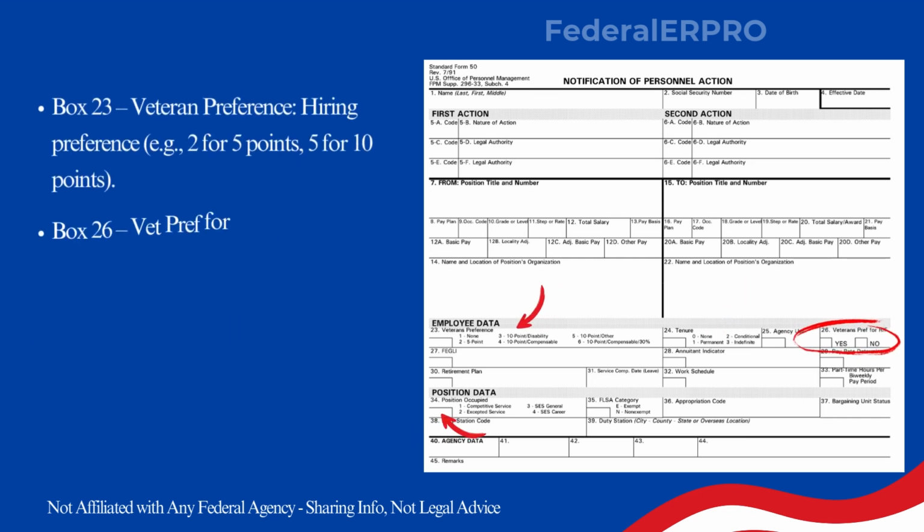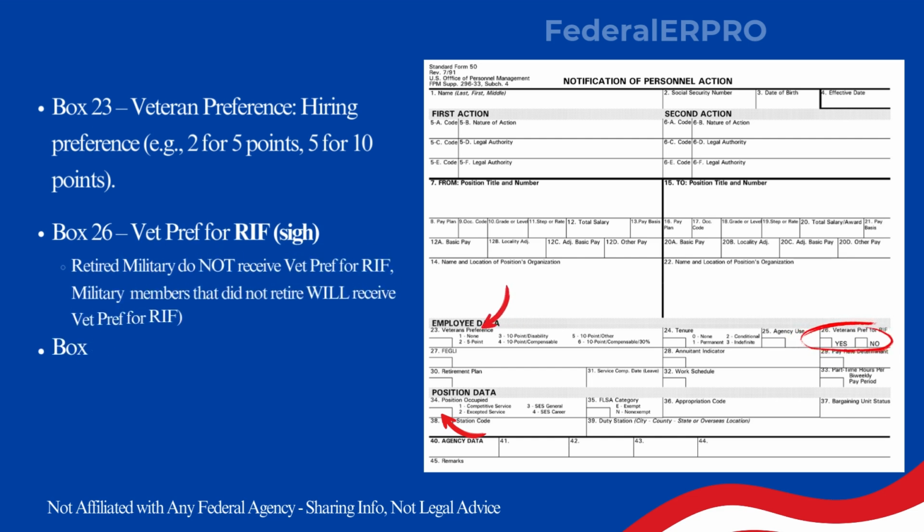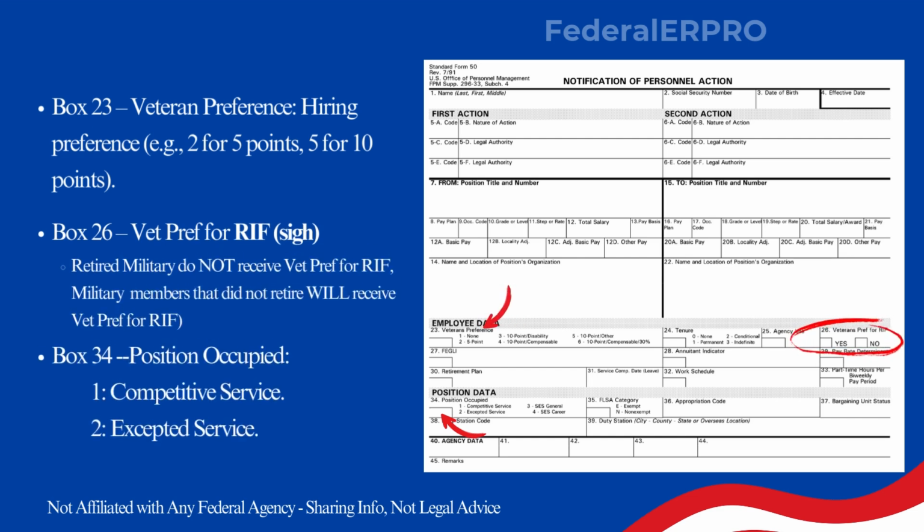Box 23 shows your veteran's preference for hiring. Box 26 shows your veteran's preference for RIF, or reduction in force. Unfortunately, this is currently a hot topic. If you are a retired military member, you typically do not get RIF preference. If you served but did not retire, you may still qualify.